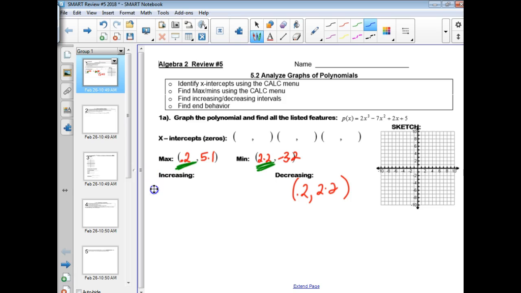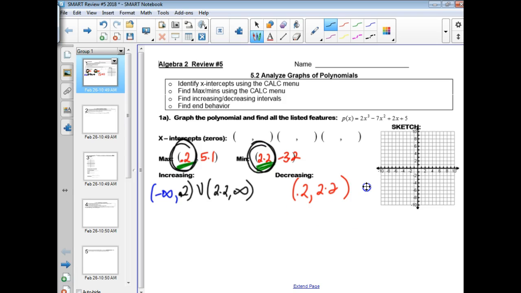So we just decided that the decreasing interval was from 0.2 to 2.2. So the increasing interval would have been from negative infinity to 0.2. And then there was another interval where it was increasing. Where did it start up? X value, man. 2.2 to infinity. There you go. So I might suggest after you find these max and mins, highlight, circle, underline something, those x values of the max and min. I think that'll help.